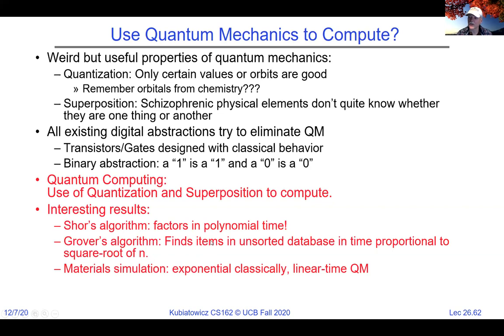Another interesting result is Grover's algorithm, which is not as spectacular, but it's still pretty interesting. Imagine you've got an unsorted database of millions of elements. What does unsorted mean? It means not sorted, right? If you wanted to find a value, on average, how many elements would you have to look through in a million items before you found the one you want? On average, you'd have to look at half of them. However, Grover's algorithm using a quantum computer lets you find items in an unsorted database in a time that's square root of n rather than half of n.